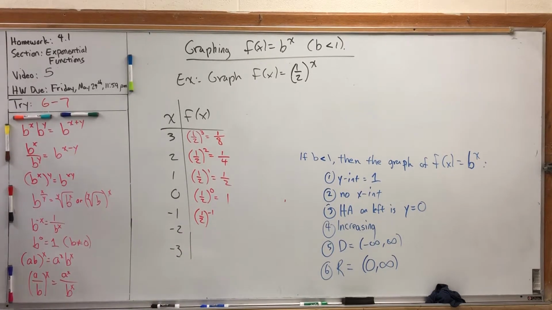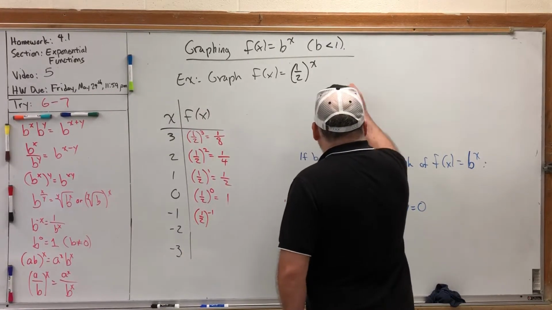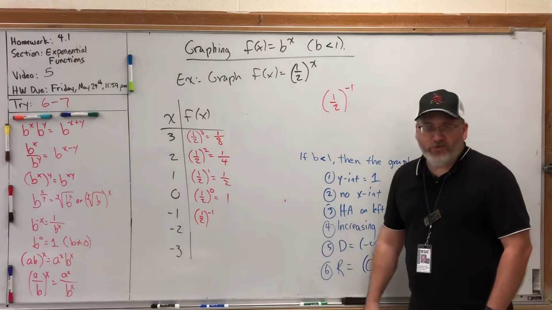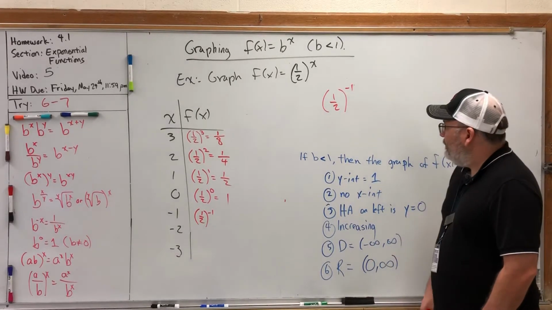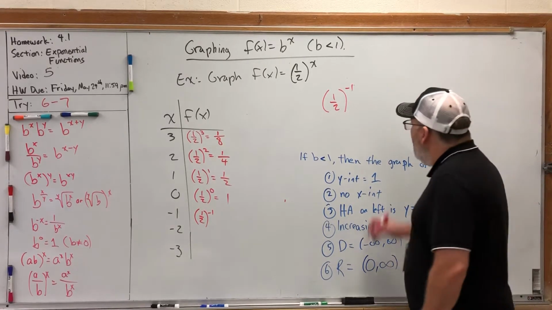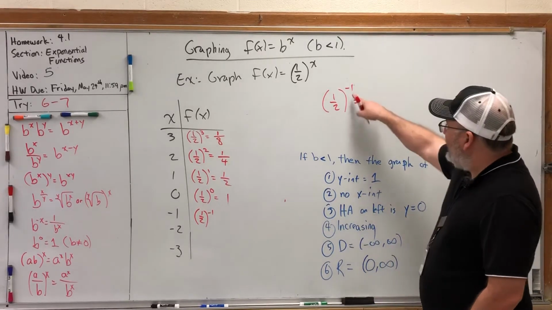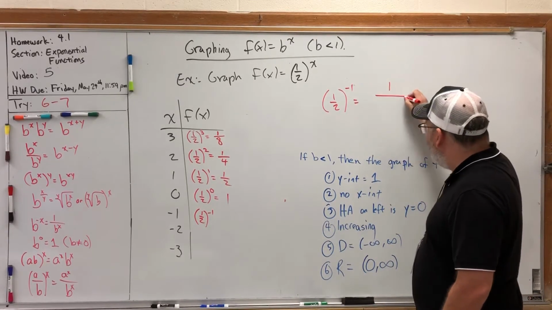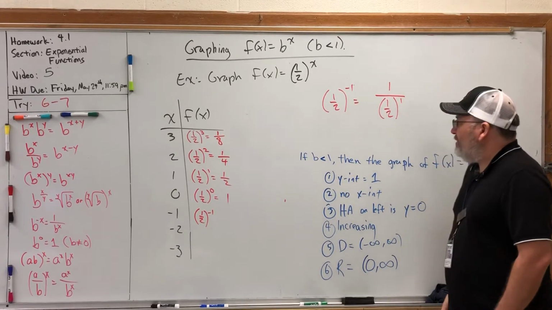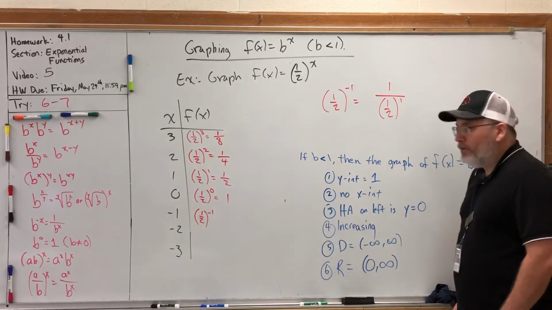I think maybe we should work this one out. There's a couple of ways to approach this. The first is to distribute the power to both halves of the fraction. But let's actually do what a negative exponent says to do. A negative exponent says to do the reciprocal of the positive exponent. So 1/2 to the -1 power equals 1 over 1/2 to the positive 1 power.